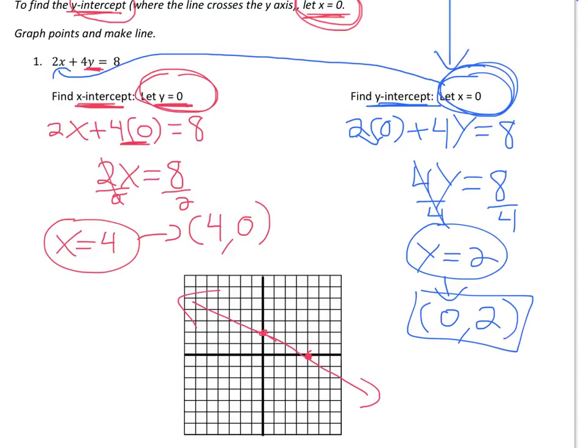All right. So that's the third method. Let's do one more. Actually, you know what? Let's just stop there. Let's just do number 1, and we'll do some of the other examples in class. All right, so main thing, to get the intercepts, let the opposite variable equal 0, and then solve for it.